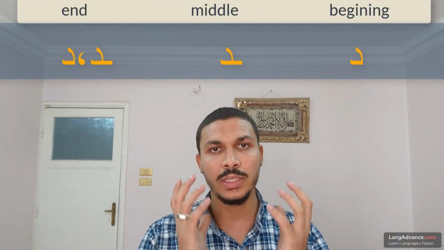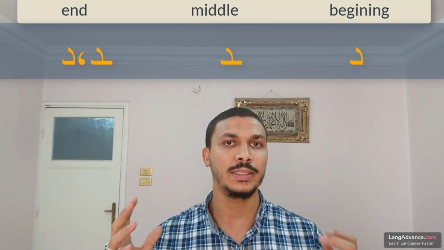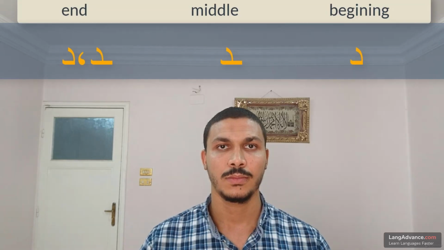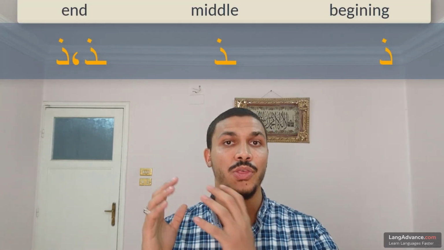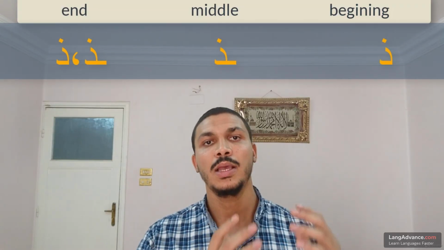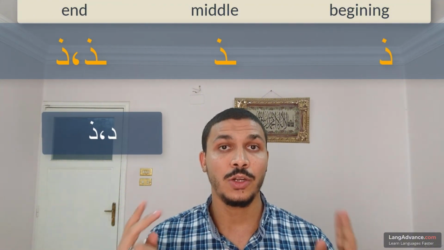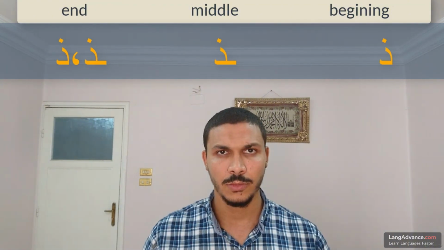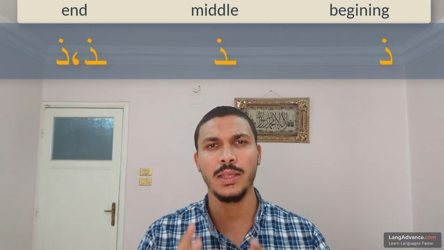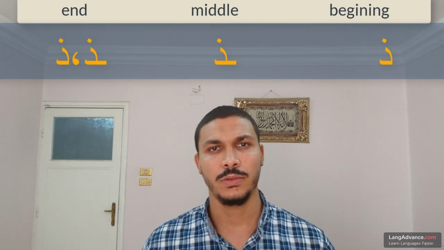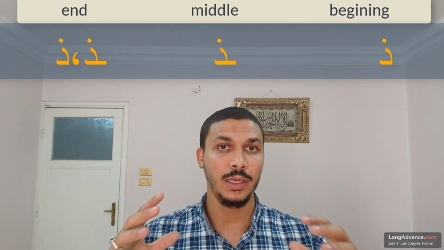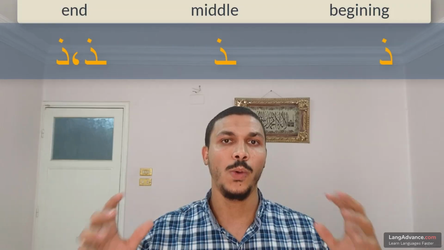So if I'm talking about the end position, this is how Dal connects with the letter before. Dal. Dal beginning, Dal middle, Dal at the end. So Dal and Dal, these two letters are sharing the same changes. But I think the only difference between Dal and Dal is the dot above. Okay, did you keep these shapes in your mind? Well, let's go to the next one.